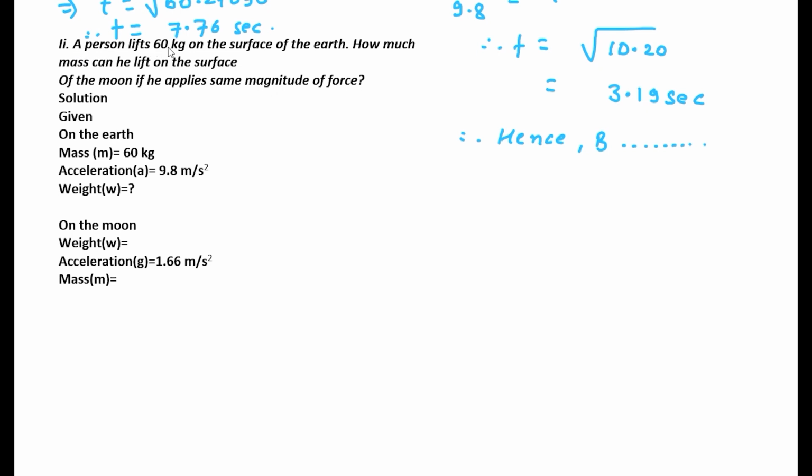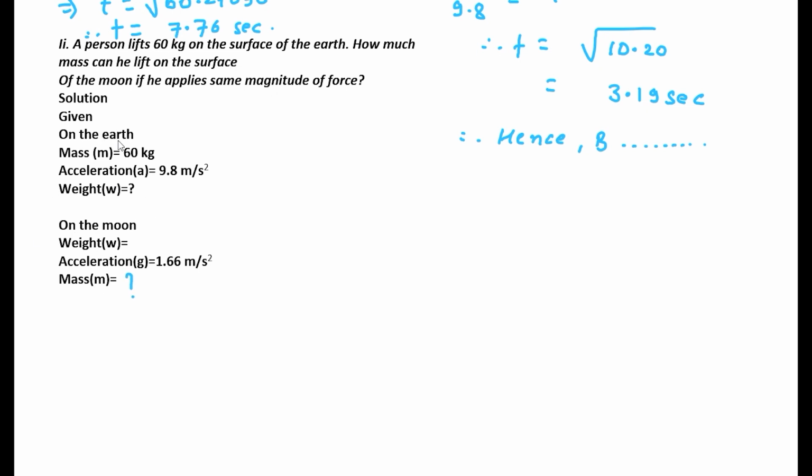So let us look at the second problem. A person lifts 60 kg on the surface of the earth. So mass is 60 kg. How much mass can he lift on the surface of the moon? So we have to find the mass he can lift on the surface of the moon.